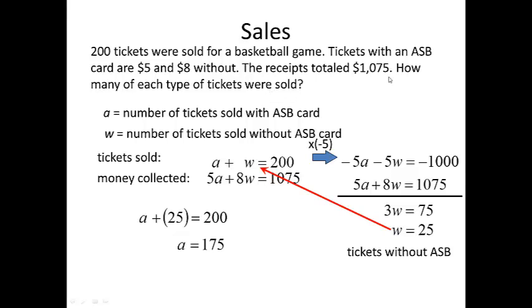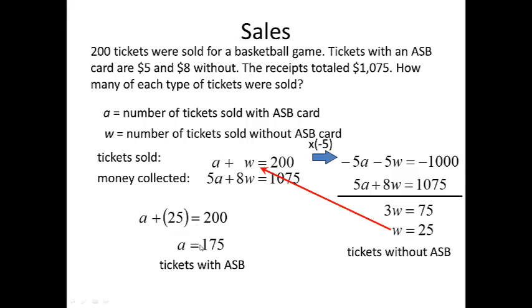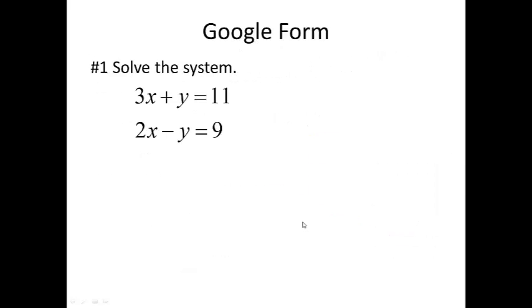Always look back up to see if you answered the question, how many tickets of each type were sold. Okay, so now you need both of these numbers here as the answer. Okay, very good. That's the end, and I'm about to show you the Google form questions because I can't fit the question in the Google form itself.